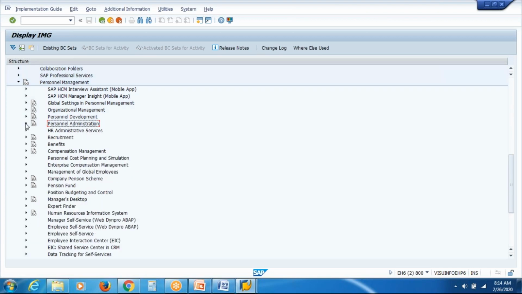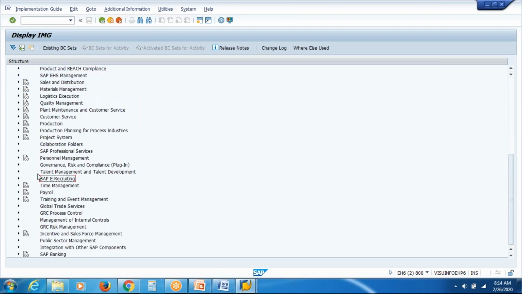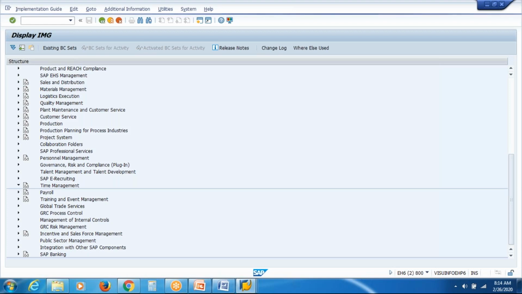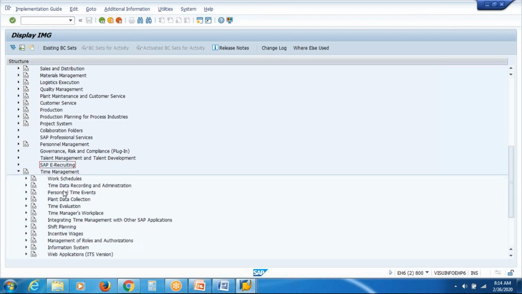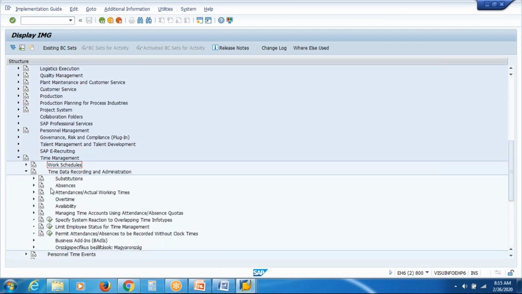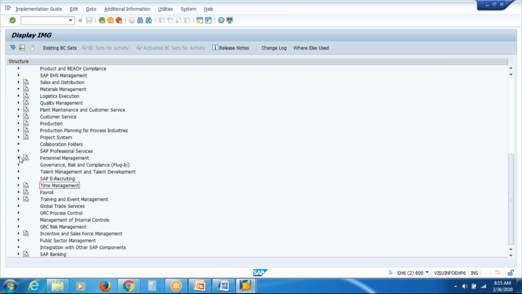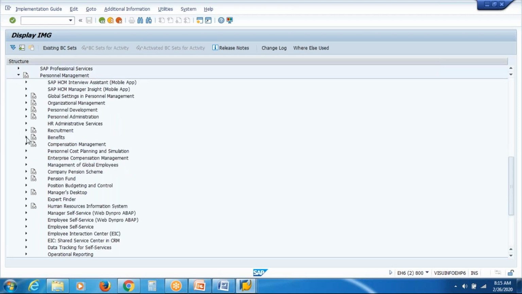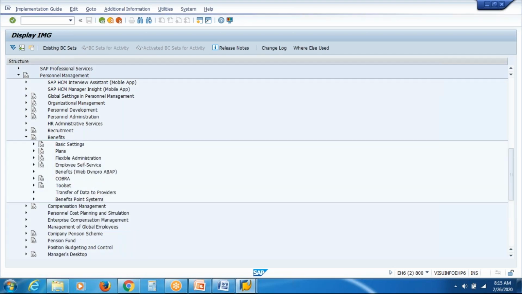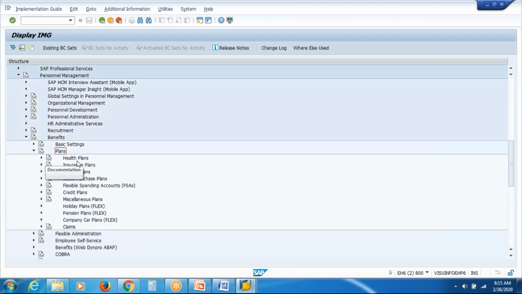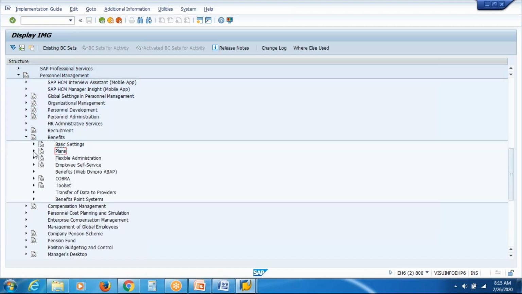Then you have time management. For time management also we have a few exclusive nodes. We have a node called time management, and within time management we have work schedules, absences, attendances, quotas. So we are going to do all the configuration in time management out here. And with regards to benefits, you also have some exclusive nodes. We have a node called benefits, and within this node we are going to configure different plans. If you open this node, you see health plans, insurance plans, saving plans, and all. So we are going to do the end-to-end configuration of the benefits out here.